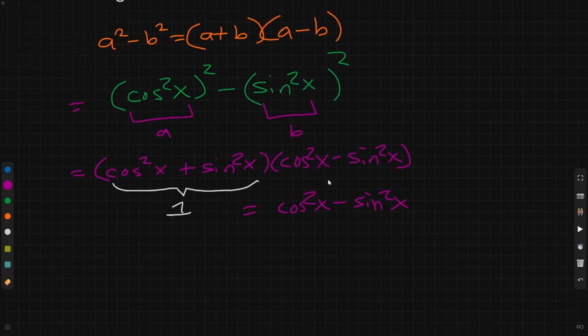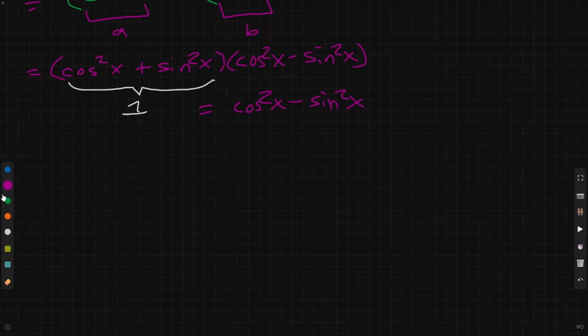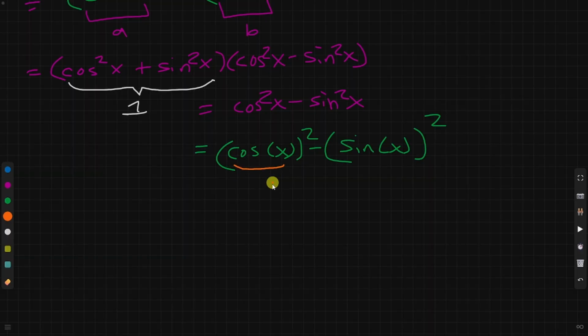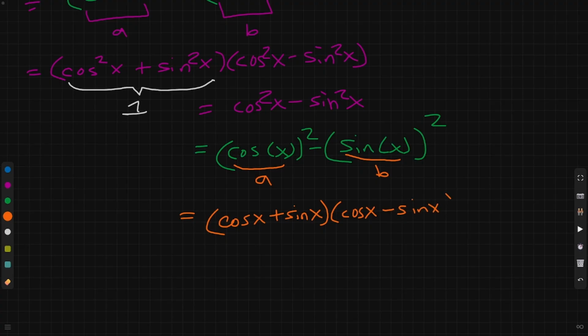But if we look at this again, it's a difference of squares again. We can rewrite this expression as cosine of x whole squared minus sine of x whole squared. So now this cosine of x is a and this sine of x is b. So now we can rewrite this as a plus b, so cosine x plus sine x, multiplied by cosine x minus sine x. Alright, so this is going to be our final simplification.